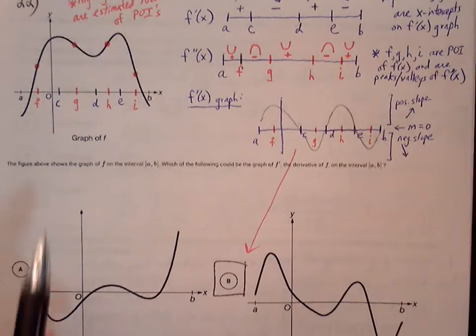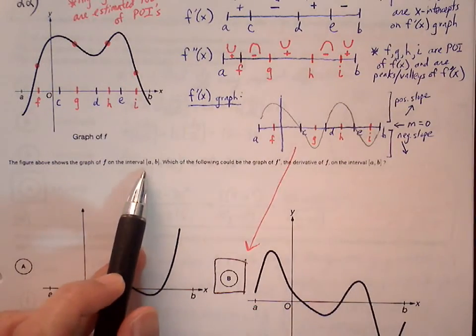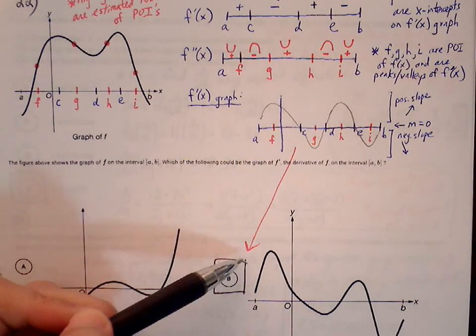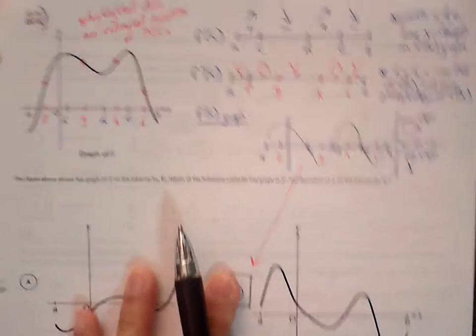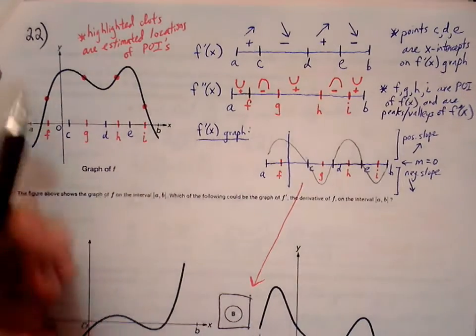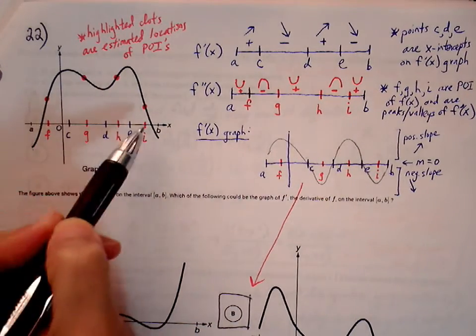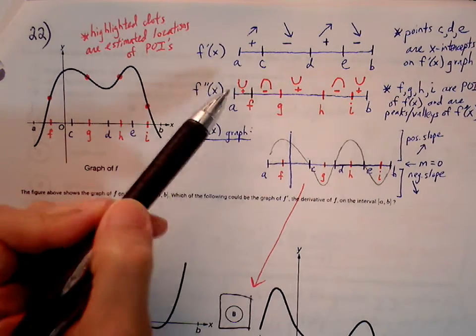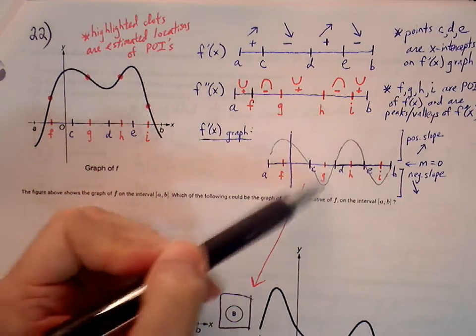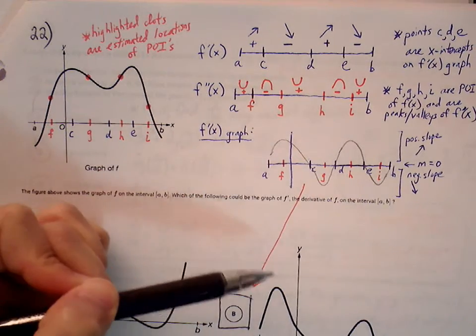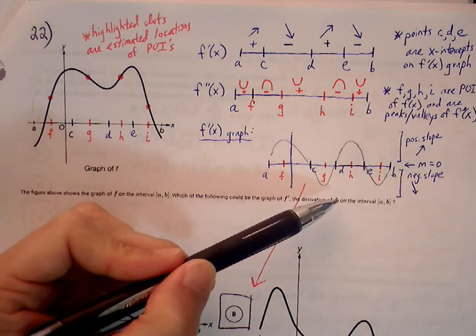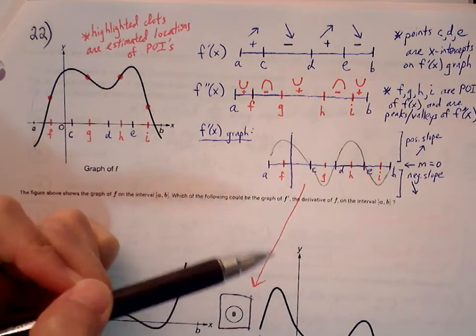Okay, 22. The figure shows graph f, which of the following could be the graph of f prime, the derivative. So this is the original graph. Okay, so this is what the original graph looks like. I'm just going to create a slope and concavity sign line, and then from there I'm going to build my f prime graph. And once I build my f prime graph, then I'll look at my answer choices to see which one looks closest to the one that I have.